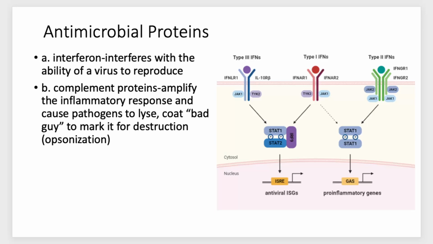And those can be made, primarily they're going to be made by the liver, certain liver cells called hepatocytes. You'll see it made by macrophages, monocytes, and different things like that. So there's a little bit of an overlap in what can make complement proteins and interferon.